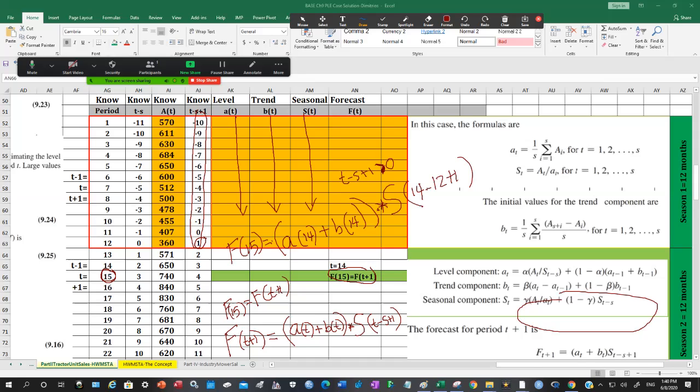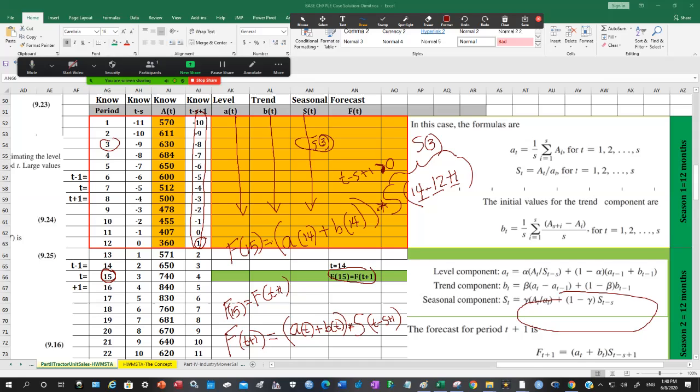This gives us 14 minus 12 is 2, plus 1 is 3. So this here is seasonal component 3. And where is S of 3? T is 3 right here. So S of 3 is right here.